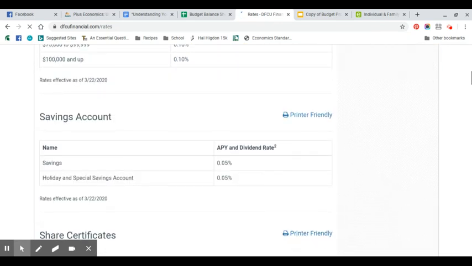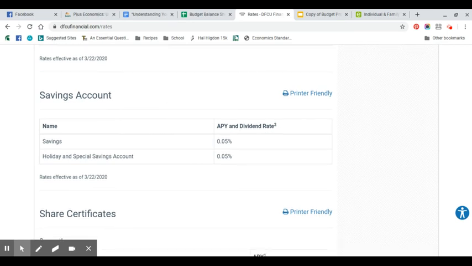For a regular savings account, you are going to earn 0.05% interest. That's hardly any interest. That's not even 1% interest per year. So you're earning very little on your savings. That's why some people put their money in longer-term investment savings accounts like a CD, a certificate of deposit, or a money market account.